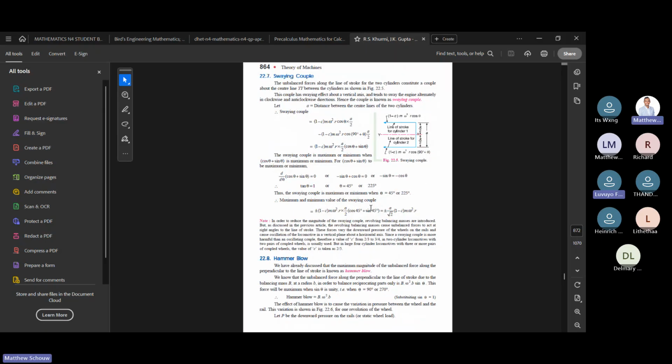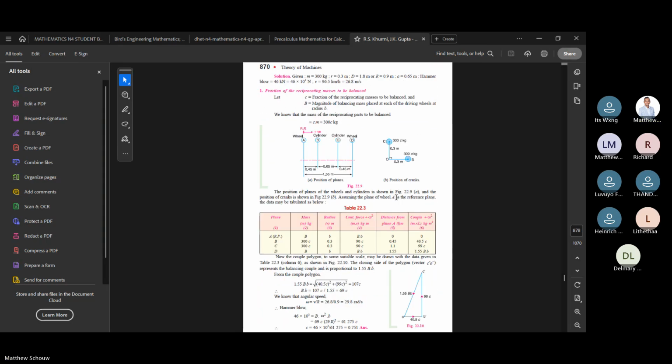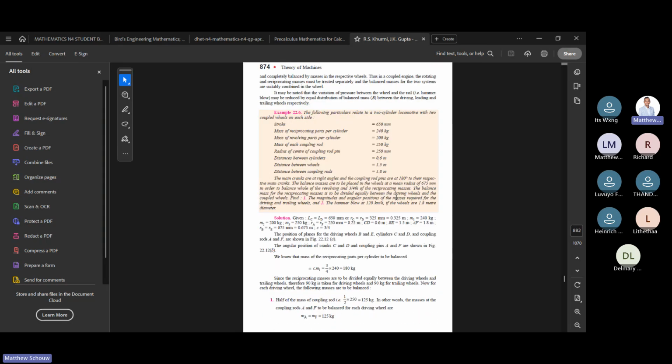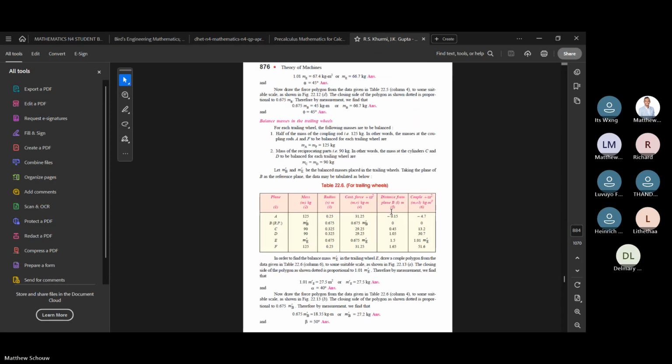Sorry, Luvuyo? Okay, yes. You can see some derivative stuff applied, the maximum. This is a case where, because this is a locomotive engine, we have the distances between all the wheels. Wheel 1, wheel 2, and how do you actually balance it?